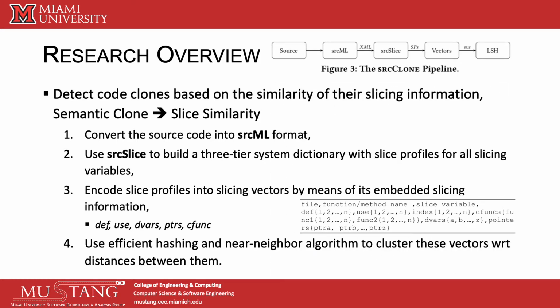So this is the pipeline at the top. If you see, we have the source. We convert this to the srcML or XML representation. We use our srcSlice tool to generate the slicing profiles. Then we generate the slicing vectors. Then we use LSH hashing to cluster and detect the clones.